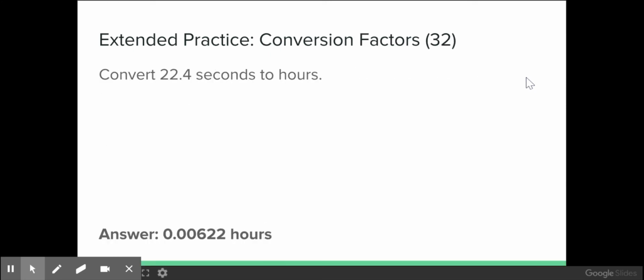The last part of this chapter deals with more advanced concepts with conversion factors, so I'm going to make that a separate video where we go over some multi-step conversion factor type problems that don't necessarily have to do with metric or SI prefixes based on powers of 10.